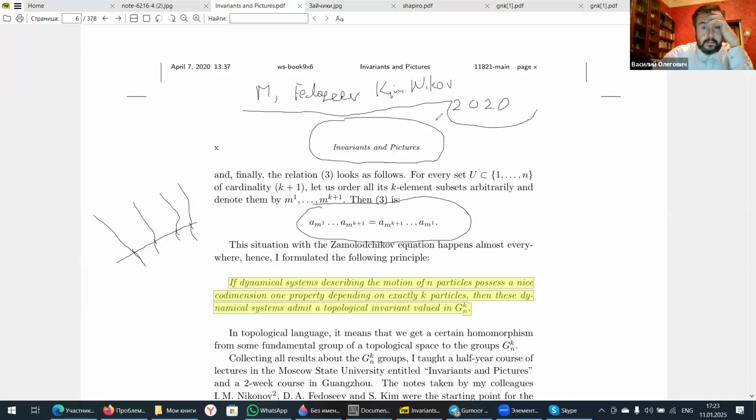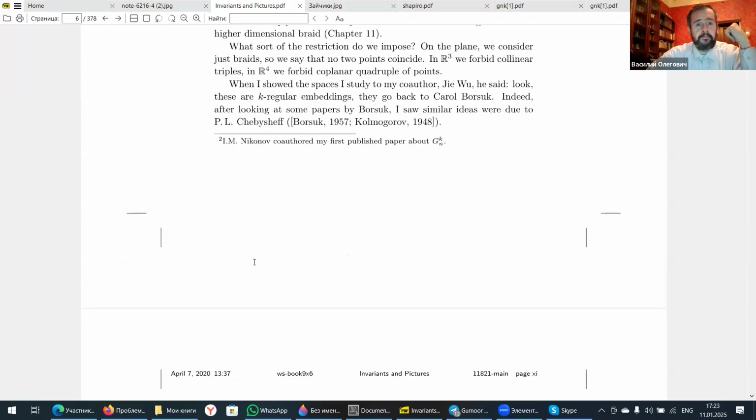And in this book, you can find a long theory of GNK, but everywhere we study some configuration spaces of points or lines or something else when the number of objects, the number of particles, does not change as time goes. Now let's pass to the main question. And the main question will be what to do with links.